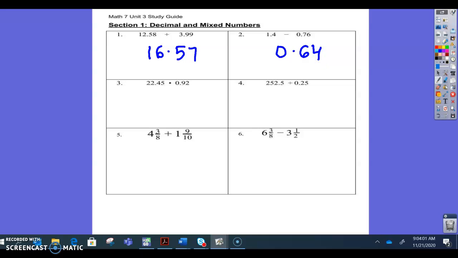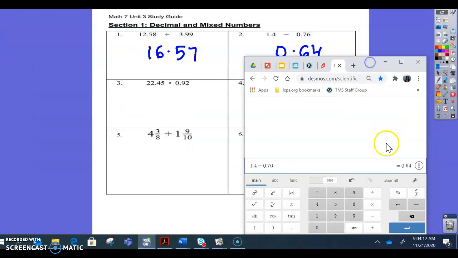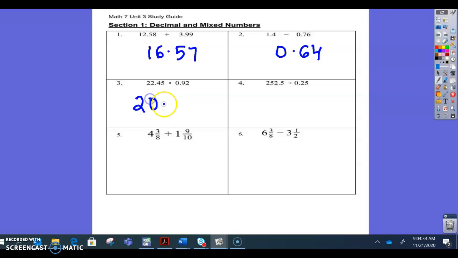The next one, if you see a dot in the middle, that's not a decimal, it's a multiplication. So we will do, and I'm going to move my calculator here, I will clear this, and this is 22.45 times 0.92, and you get 20.654, and that's it, 20.654. Moving on to the next one, and that's a division.